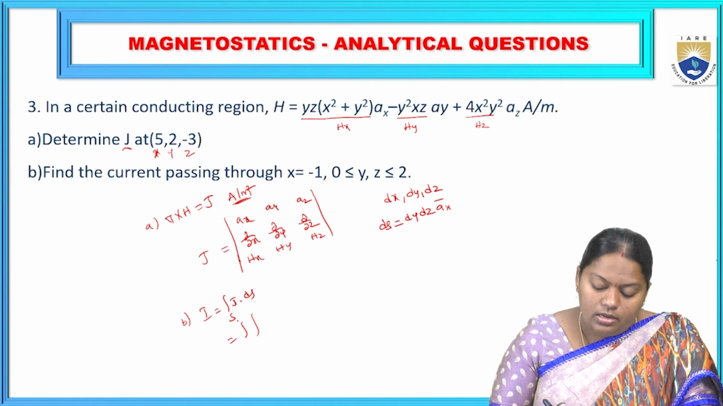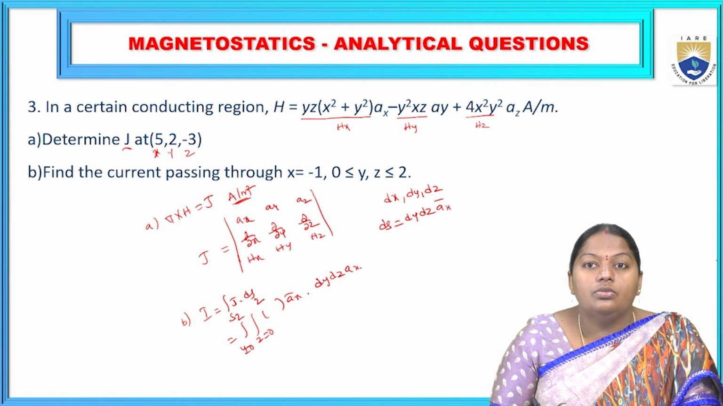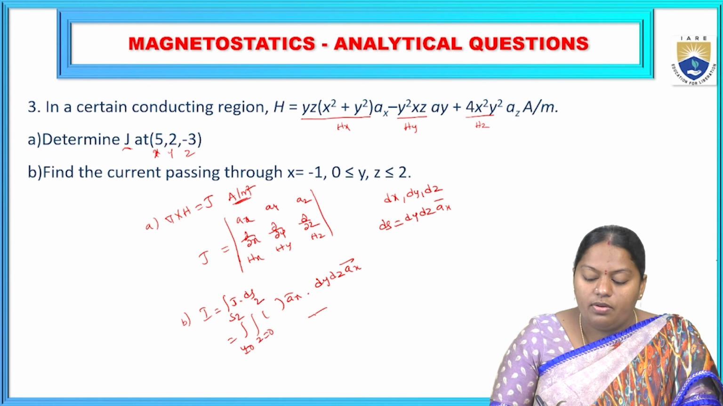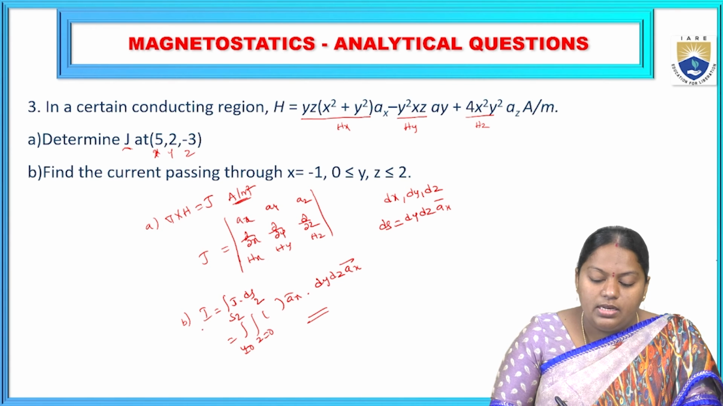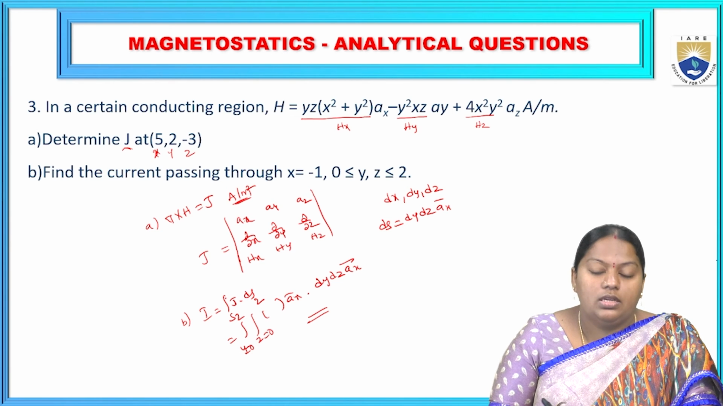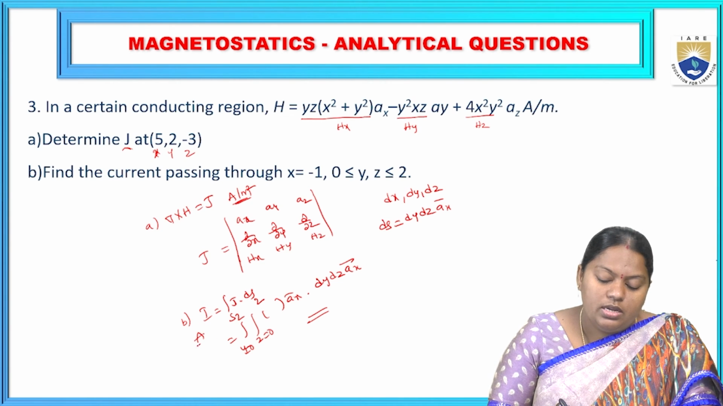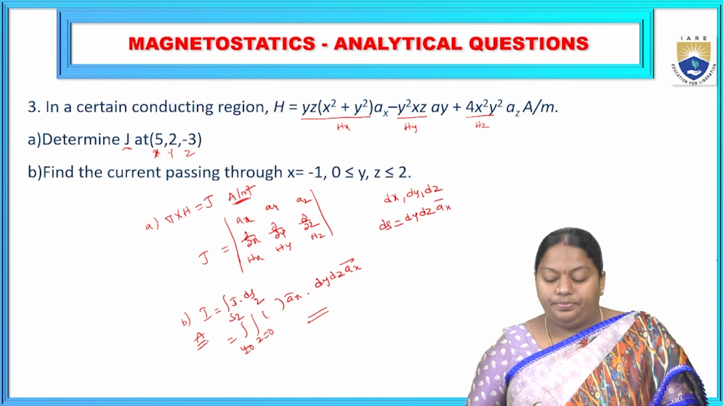And if we are integrating with respect to S, meaning the variables are y and z, then y equals 0 to 2, z equals 0 to 2, then J in terms of ax, integral J dot ds, with ds equal to dy dz ax. This is the way we evaluate, and finally the current passing through the given area is measured in amperes.